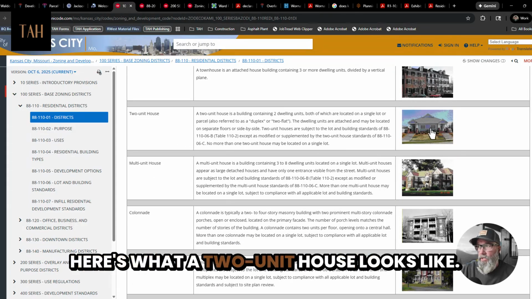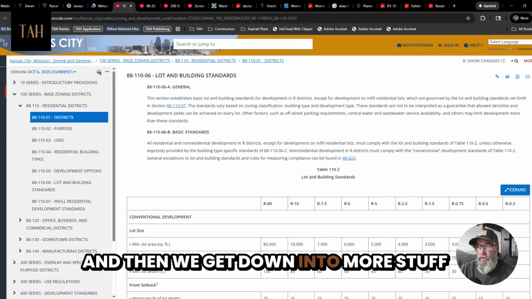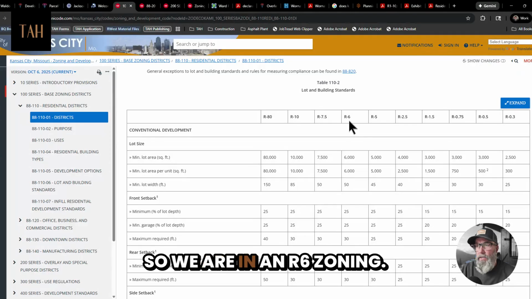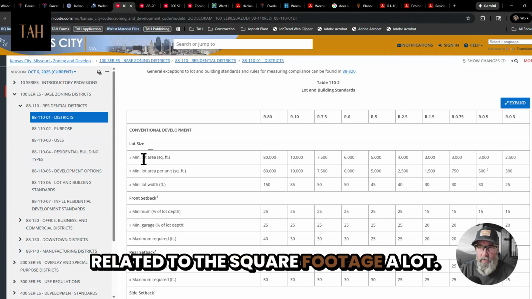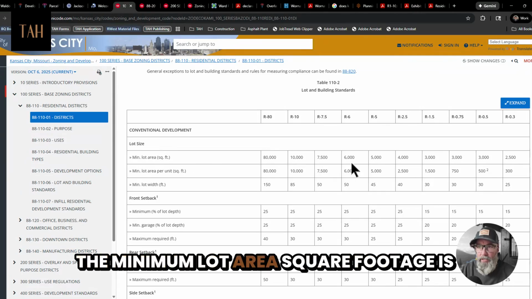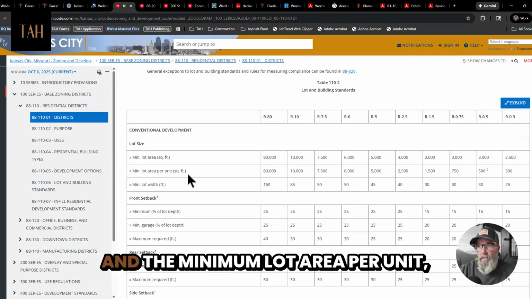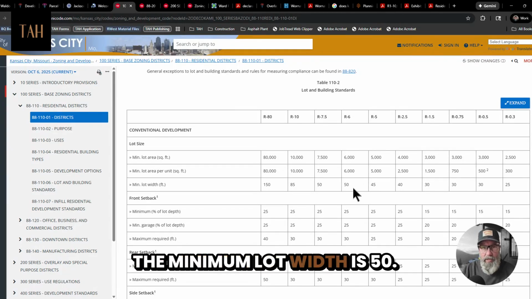Here's what a 2-unit house looks like. And then we get down into more stuff that we care about. And here we go. So we are in an R6 zoning. So it looks like it is related to the square footage of lot. The minimum lot area square footage is 6,000 square feet. And the minimum lot area per unit, meaning how many houses per 6,000 square feet. The minimum lot width is 50.